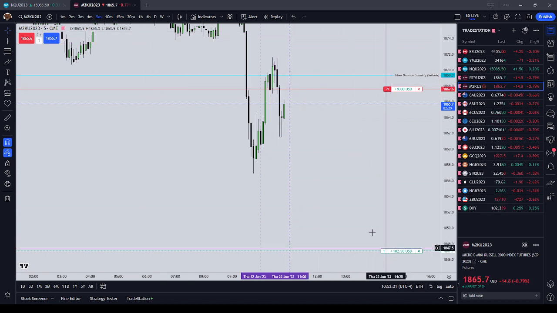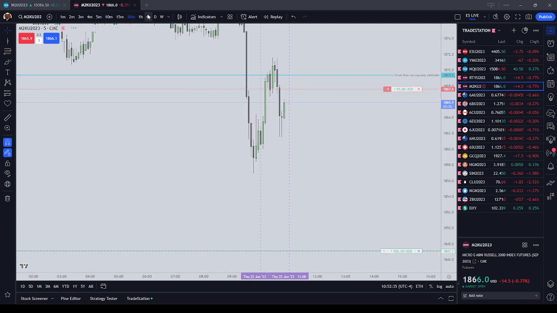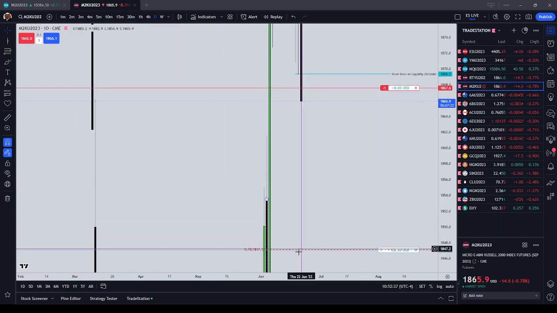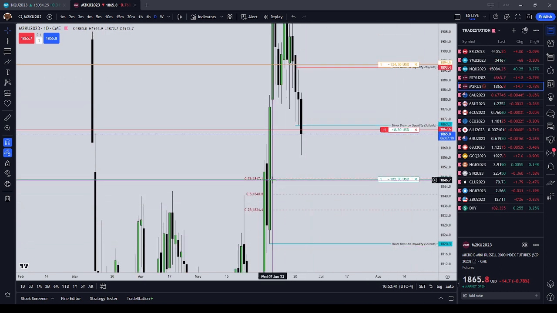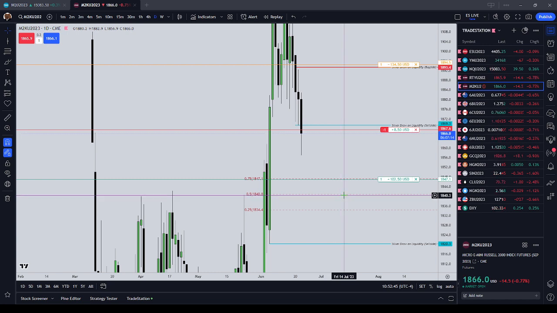The reason why I have 1847 spot one as my target is because that is 25% into this bullish order block that I have here. Okay, I might even want to trade lower on the day into the 50%, but I'm not going to call on that. I'm just going to call on trading into 25% of this order block. 1847 spot one is my call on the micro Russell.